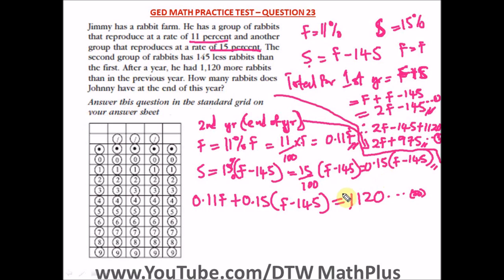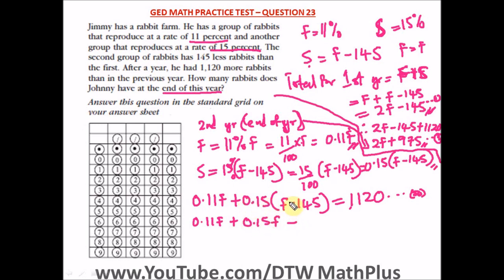So from here, let us try to get the value of F. We're going to simplify this to get the value of F. Then when we get the value of F, we'll put it into this equation to get the total number of rabbits he's going to have at the end of the year. So let us simplify this particular equation. We have 0.11F plus, let's open up this bracket. We have 0.15 times this, which should give us 0.15F.